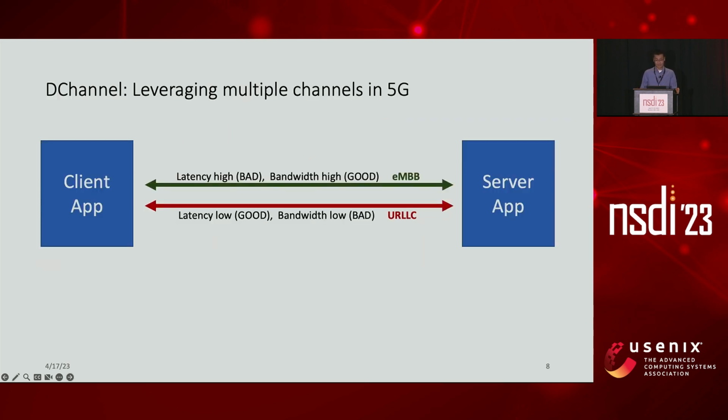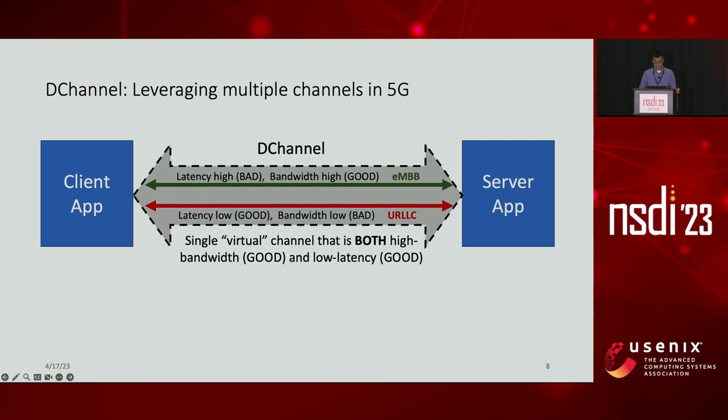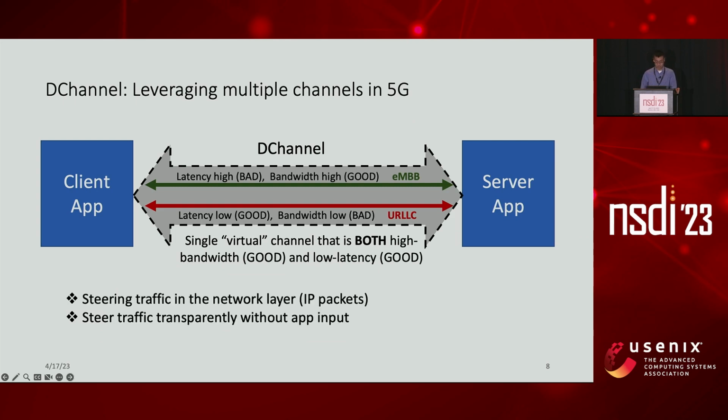So how are we going to use eMBB and URLLC? To use both, we introduced DChannel. DChannel connects to URLLC and eMBB and provides a single virtual channel to the application, so that it can give both high bandwidth and low latency to the application.